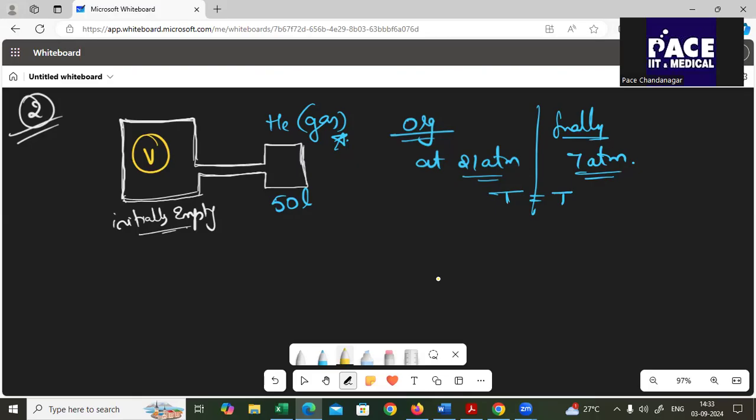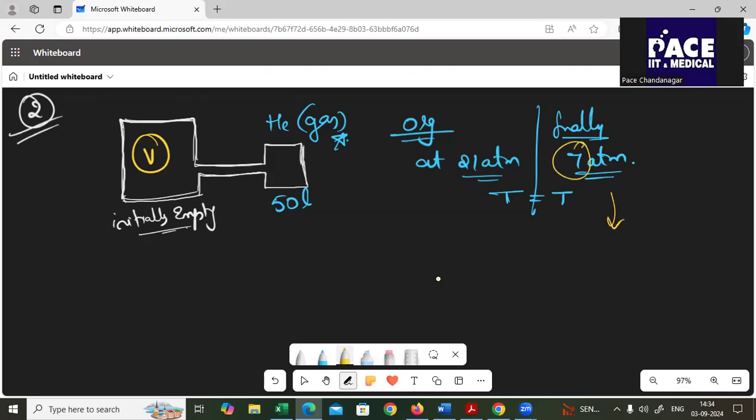Originally, it was at 21 atm, not temperature, sorry, and we don't know the volume of the gas inside. Now, the 50 liters, I brought the cylinder and I have attached it here. Now the pressure in the cylinder has become 7 atm.